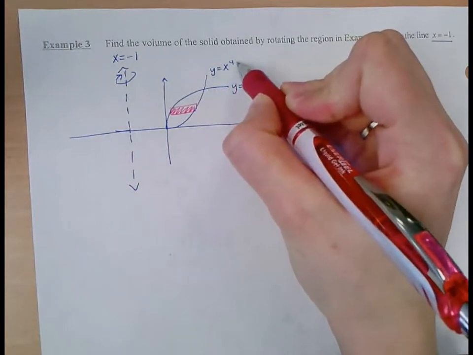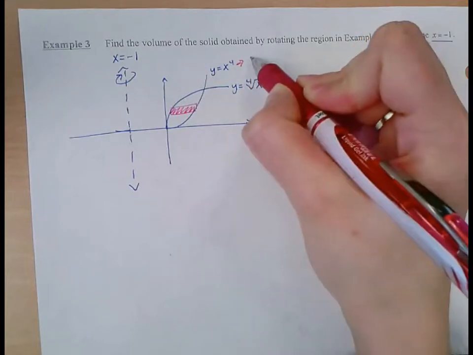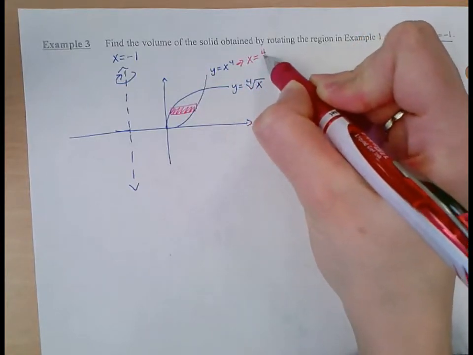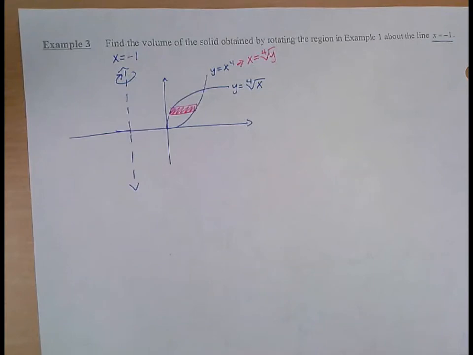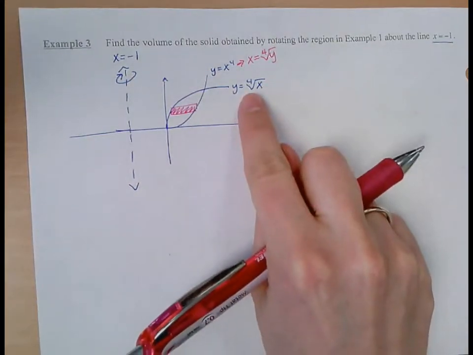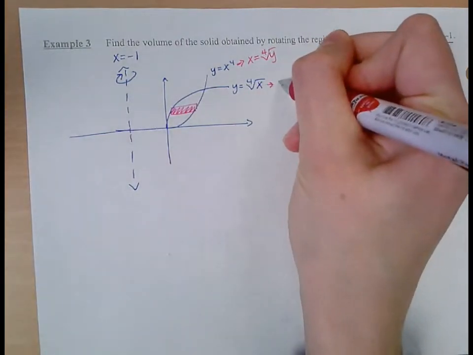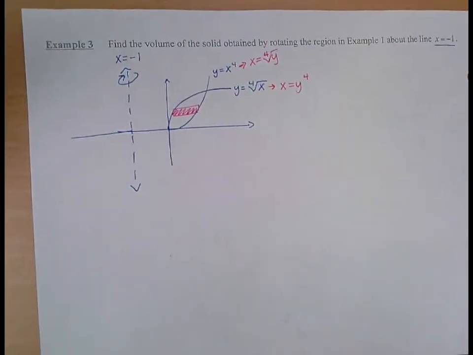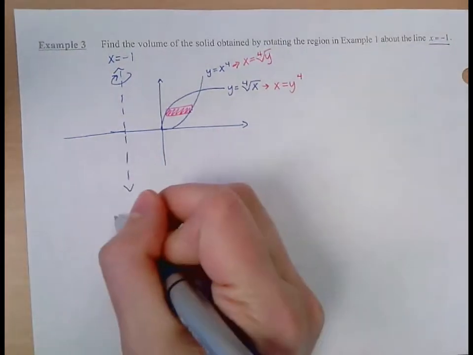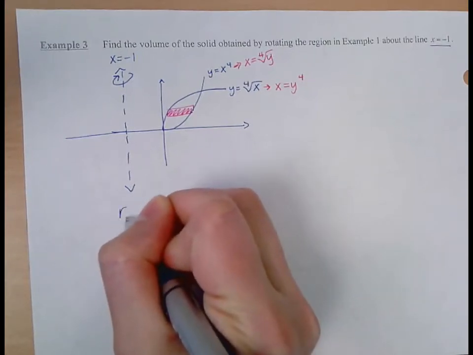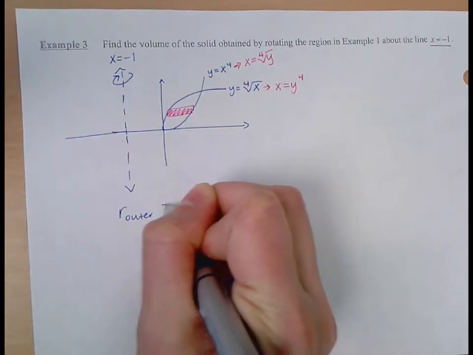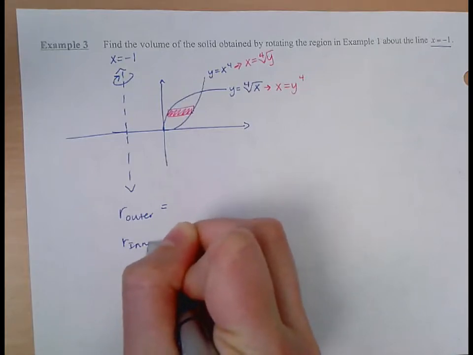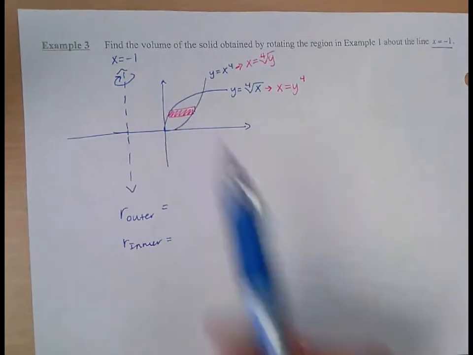So y equals x to the 4th. This curve would actually be x equals the 4th root of y. And then y equals the fourth root of x is actually x equals y to the fourth. Okay, but you're working in terms of y. So for one washer, I'll just list this here. Let's first find our outer and our inner radii. Right minus left.